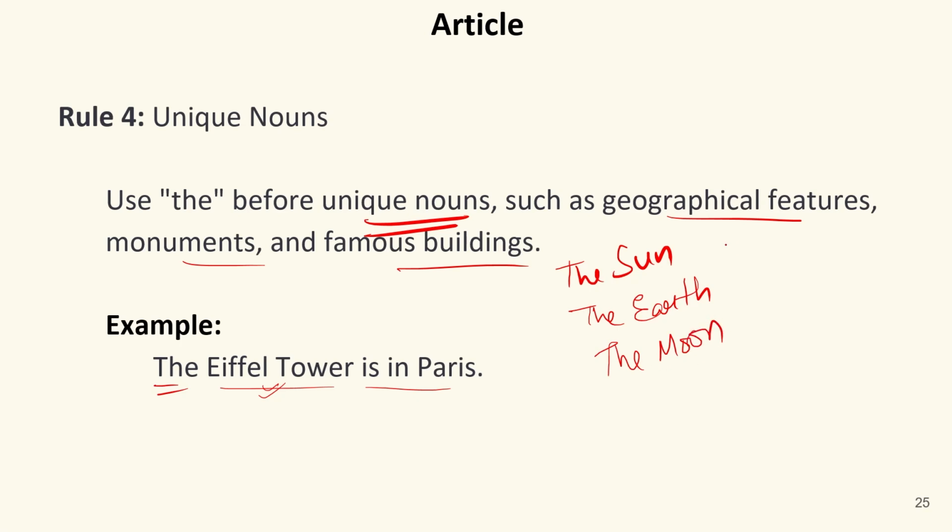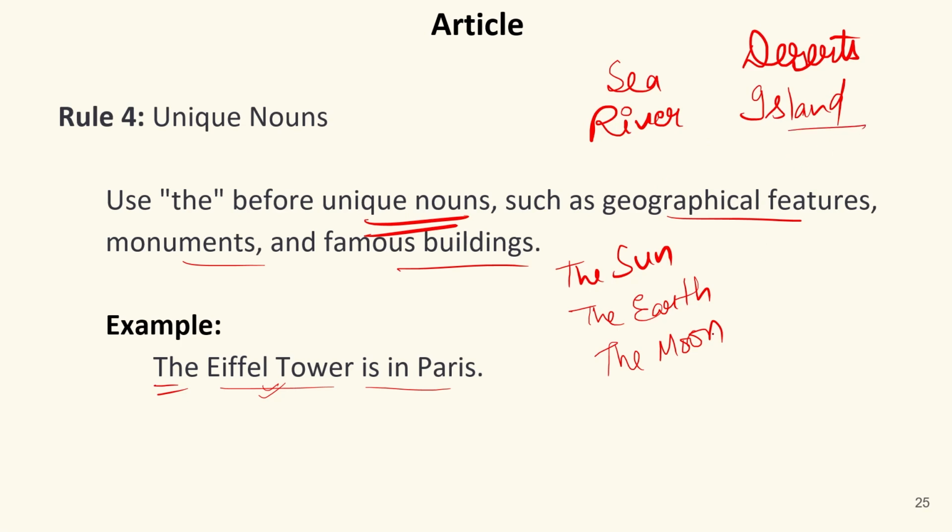So before any geographical feature which is unique, for example, we can say the Bay of Bengal, the Arabian Sea, before the name of every sea, before the name of rivers, before the name of plateau, before the name of deserts, any geographical features except continents, not continents, before the name of any island, we always use the. For example, there are some islands like the Andaman and Nicobar Islands, then the Fiji Island.